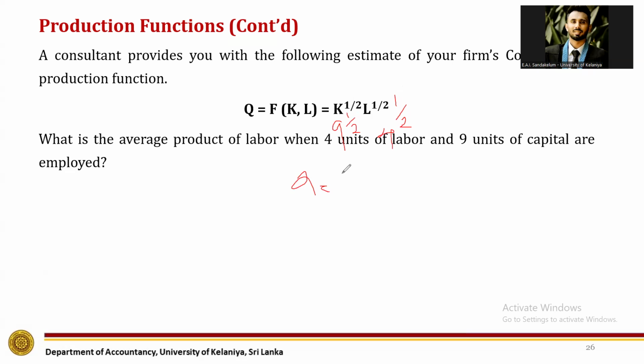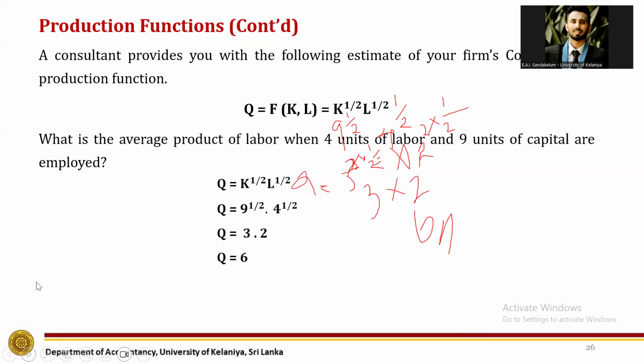9 to the power half is 3 to the power 2 times 1 half, so the answer becomes 3. Similarly, 4 to the power half is 2 to the power 2 times 1 half, so 2. Index numbers we can multiply. So 3 into 2, the answer becomes 6. That means we can produce 6 units of quantity.